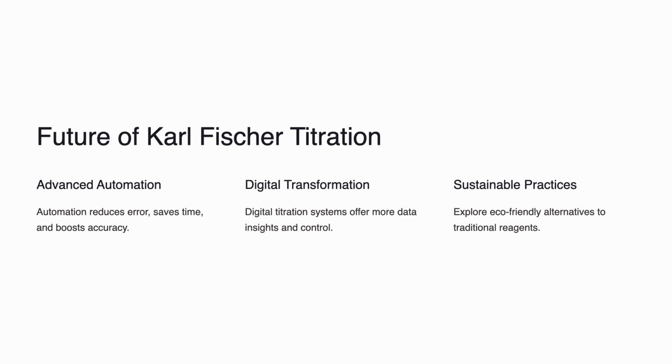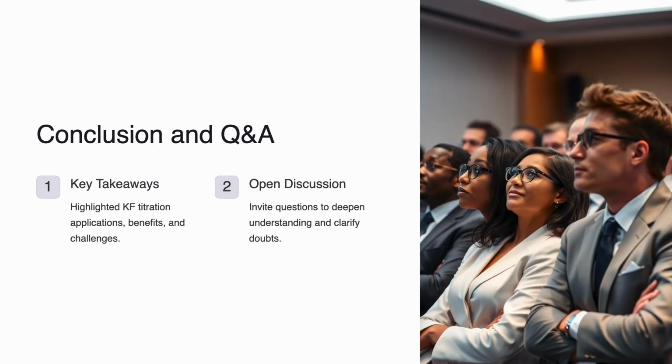Then the future of Karl Fischer titration can be summarized as: with the help of AI and other advanced automation, Karl Fischer titration helps us reduce our error, saves our time, and boosts our accuracy. Digital transformation is also going on in this sector, where digital titration systems offer more data insights and control, and are highly precise compared to analog systems. Then it also provides sustainable practices, as it is exploring eco-friendly alternatives to traditional reagents and traditional titration other than volumetric and coulometric titrations.